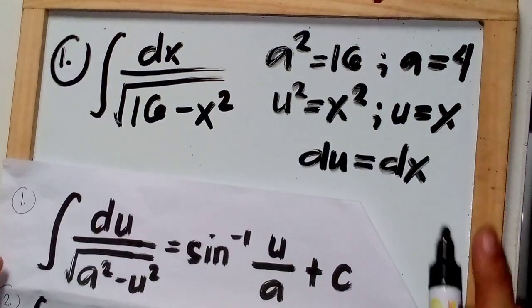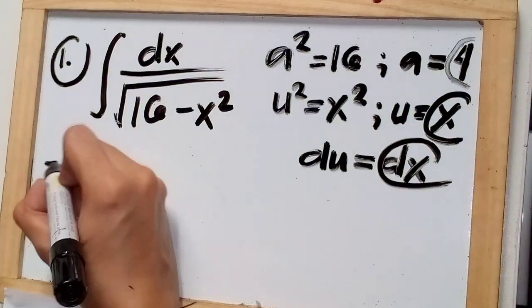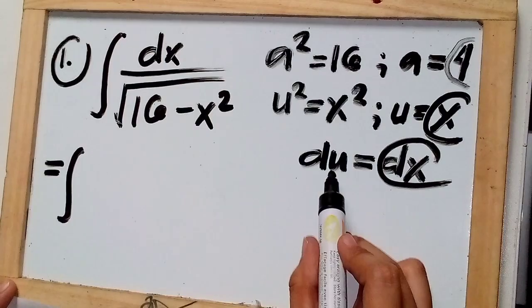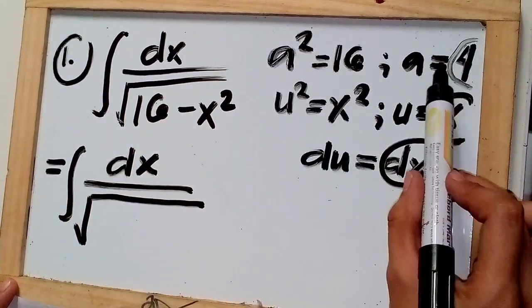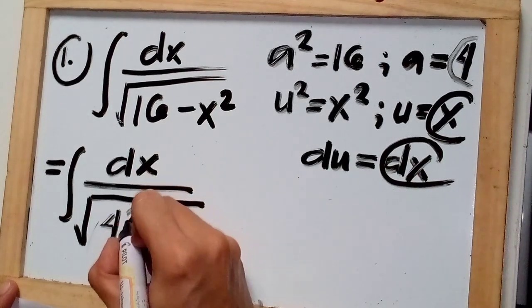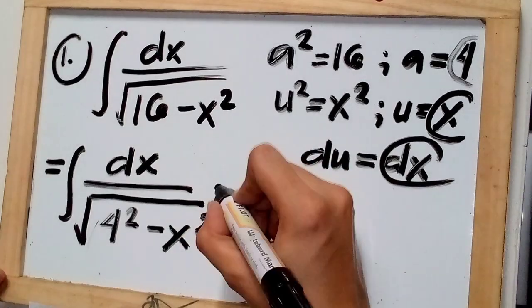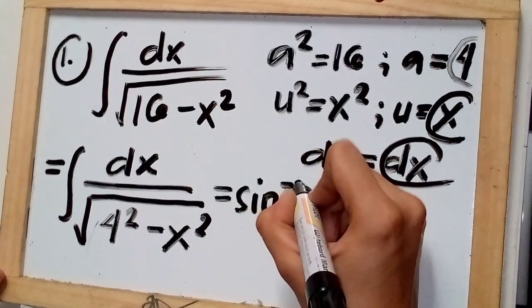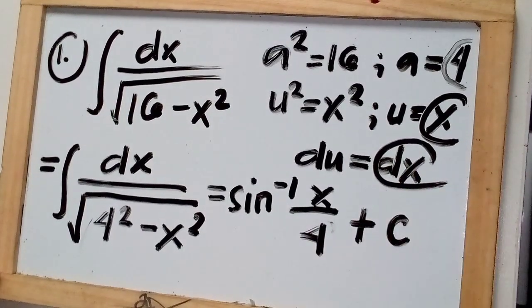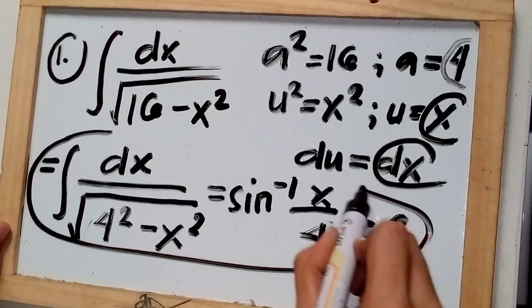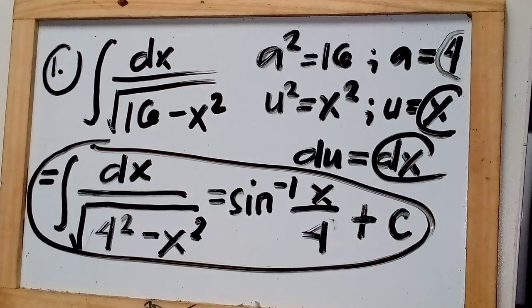Using this formula, let's substitute this given. It is equal to the integral of, our du is dx, over the square root of, our a is 4, 4 squared minus our u is x, so x squared, is equal to arcsine, our u is x, over 4 plus c. So here's the answer. That's how we are going to find the integral giving inverse trigonometric function.